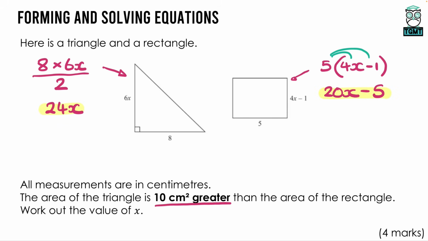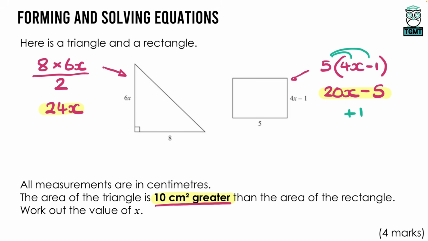If the question said the areas were equal, then we would be able to set these equal to each other, but it doesn't. It said the area of the triangle is 10 centimetres greater than the area of the rectangle. So in order for these to be equal, we would have to do one of two things. Either I would take the area of the rectangle and add 10 to that. Now they'd be equal because the triangle's 10 bigger. Or alternatively, I can take the triangle and subtract 10 from that one. Now they would be equal. It doesn't matter which one you choose, completely up to you. I'm going to just go for that first one.